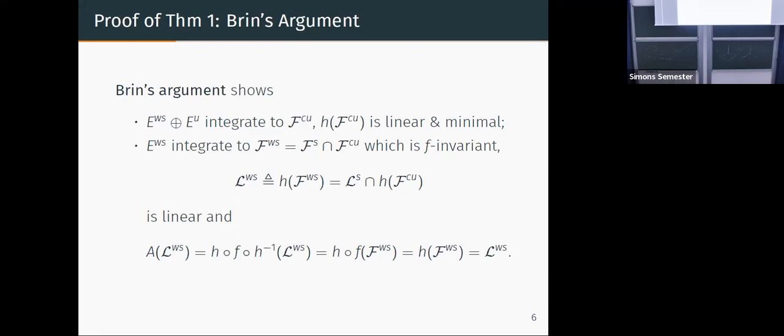Now you have the center unstable, and the intersection of the stable foliation and the CU foliation gives you an invariant foliation, which is linear. It is also invariant, because the stable and this CU foliation are both, after conjugacy, also invariant.